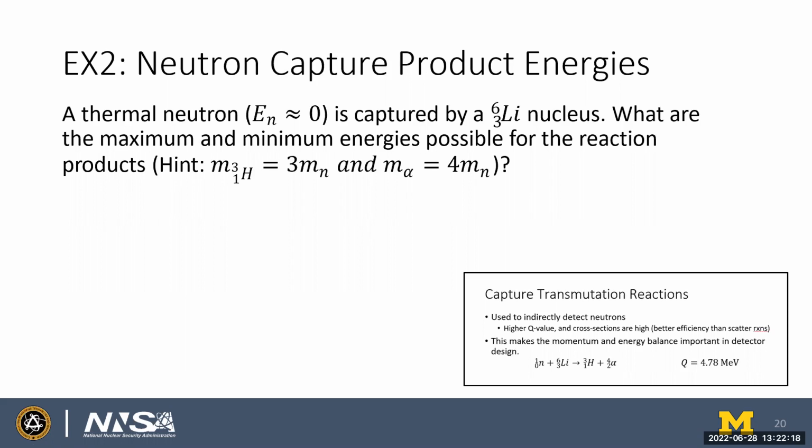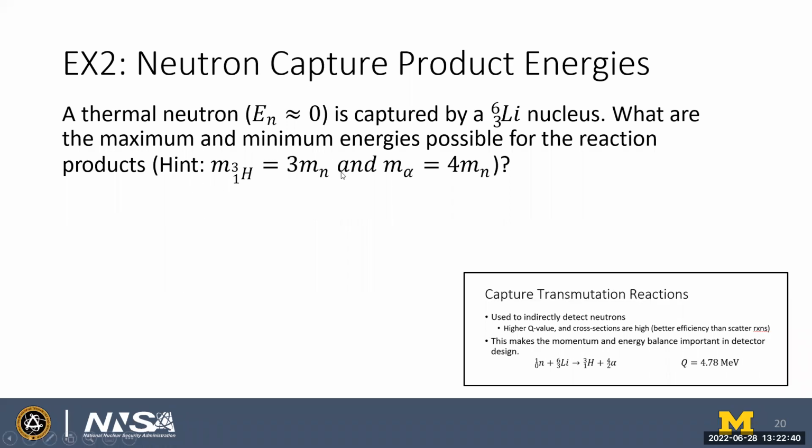So remember your conservation of energy and conservation of momentum. I'll go through the example too, but I'm sure some people know it off the top of their head. But a thermal neutron in this case, so it has a kinetic energy of 0, is captured by a lithium-6 nucleus. What are the maximum and minimum energies possible for the reaction?